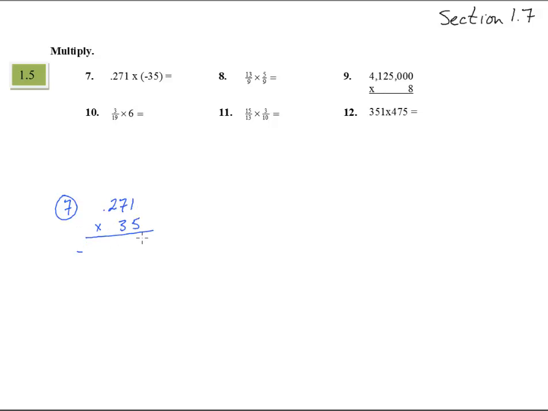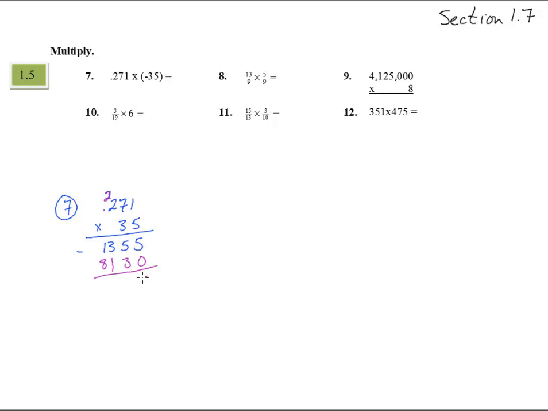5 times 1 is 5. 5 times 7 is 35. Carry that 3 up there. 5 times 2 is 10, plus 3 is 13. Switch to a different color to run this 3 through. 3 times 1 is 3. Oh, I almost forgot to put that 0 there. 3 times 7 is 21. And 3 times 2 is 6, plus 2 is 8.